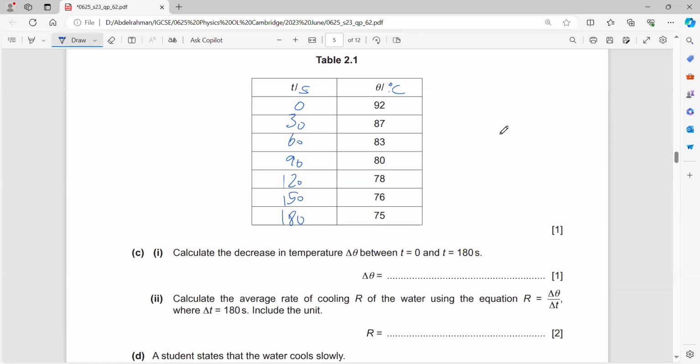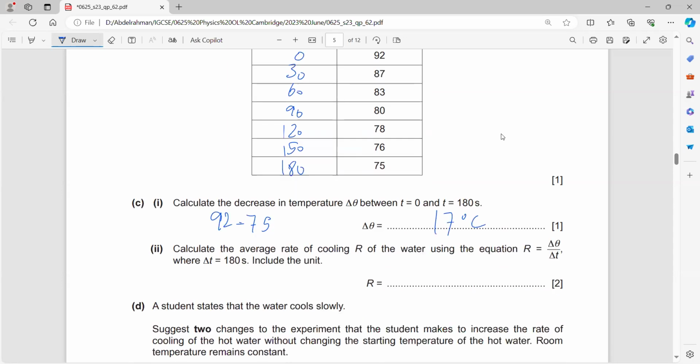Calculate the decrease in temperature between 0 and 180. Can I find the decrease in temperature? 92 minus 75, right? It will be 17. 17 degrees Celsius.